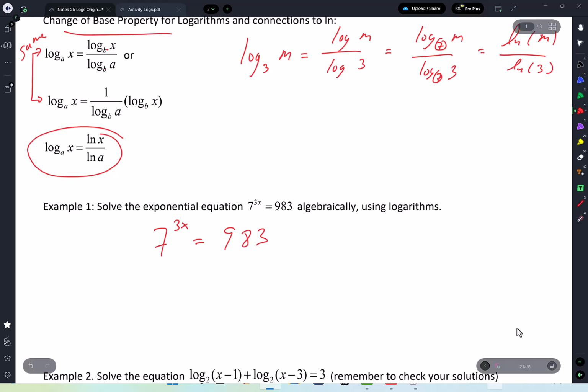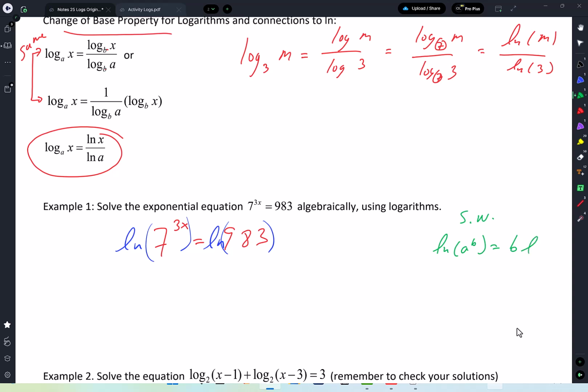So I'm going to change my colors, if you have colored pencils. I'm going to write ln. Whatever you do to one side, you do to the other. So it's really ln of that and ln of all this right here. So what rule am I using? I'm using the power rule. I'll put it here in the side notes. ln of a to the power b is equal to b ln of a. So that's the rule that I'm using.